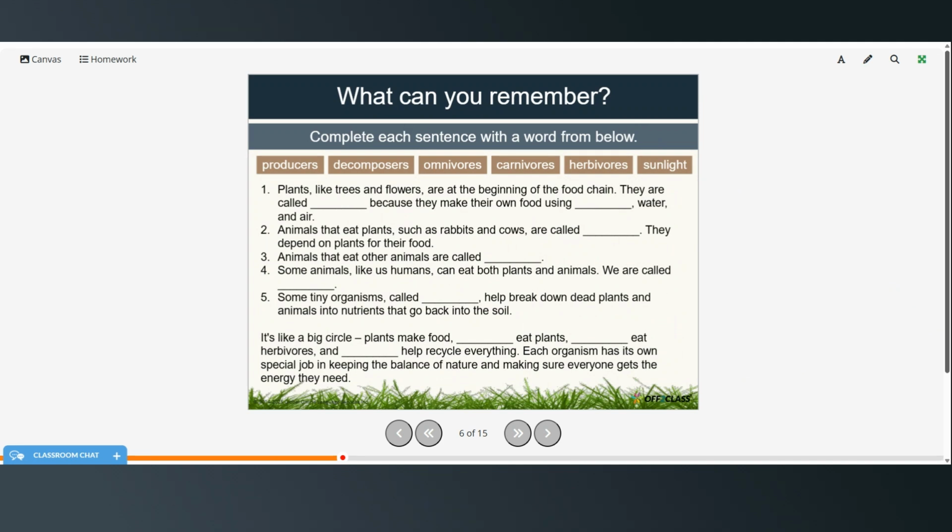All right, now complete each sentence with a word from the boxes. Again, you can pause the video, try this on your own, and then restart when you're ready to check your answers.